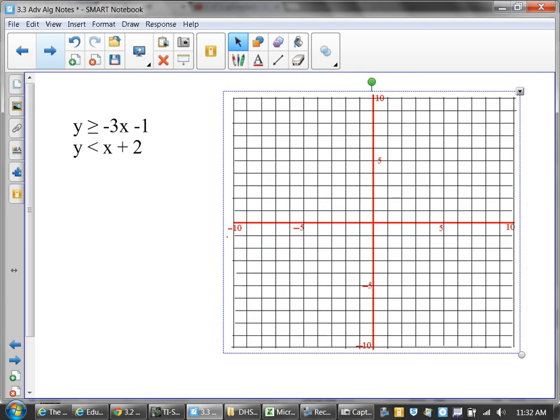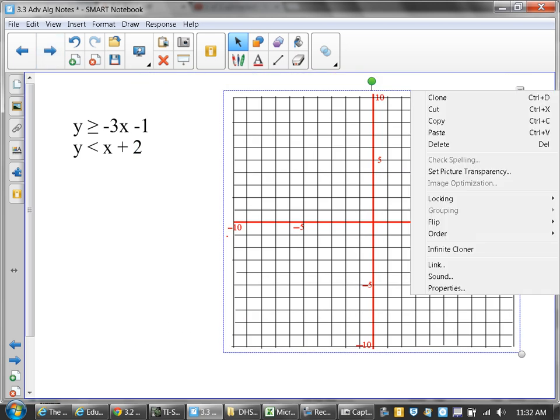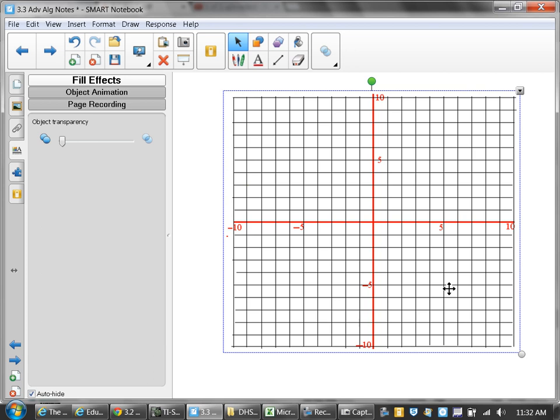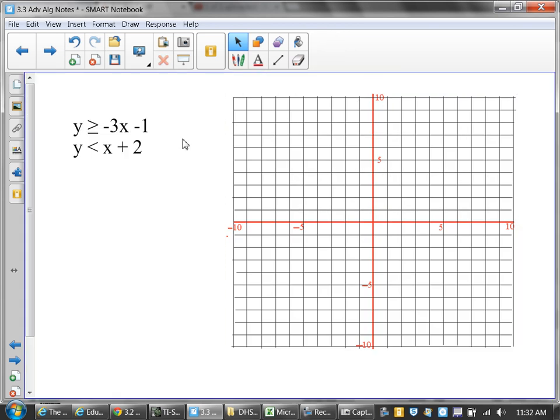I'm going to have to actually get my graph and put it on the board. Lighten this up a little bit. All right. Once again, in this example I've got y is greater than or equal to negative 3x minus 1. I don't have to move anything around in that inequality at all, because it's already written in slope-intercept form.